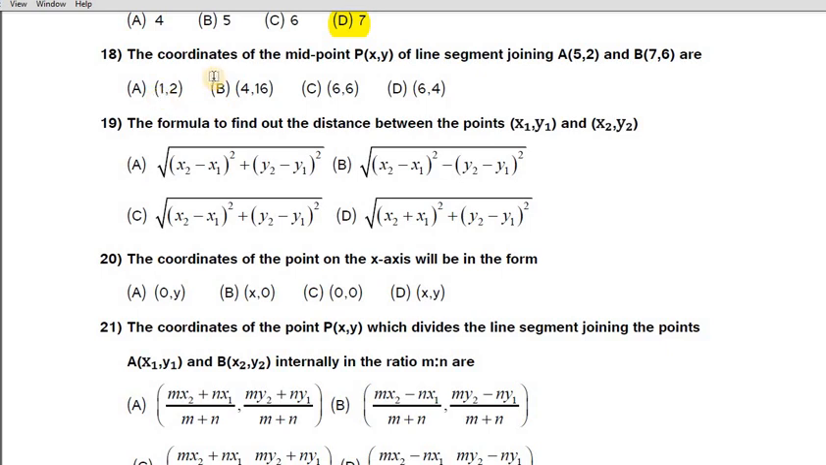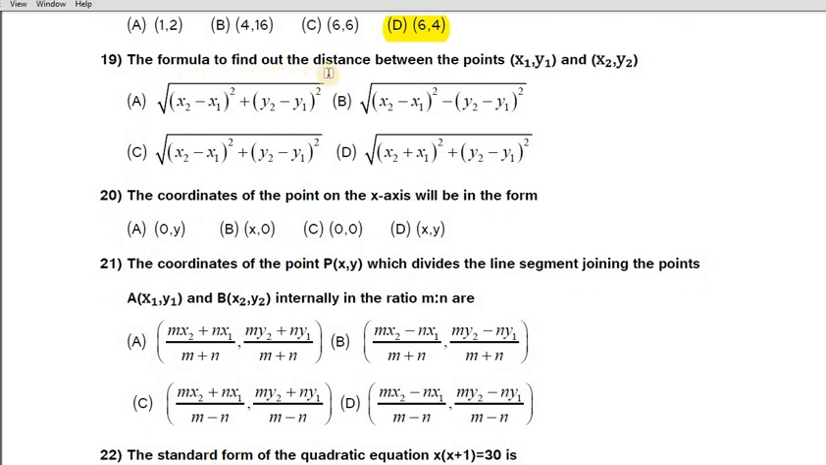Next, question number 18. The coordinates of midpoint P(x, y) of a line segment joining A(5, 2) and B(7, 6) are. So here we have to use the section formula, children, and here they clearly said that we have to find the midpoint, meaning the point is the midpoint. Hence we have to use the midpoint formula, that is (x1 plus x2) by 2, (y1 plus y2) by 2. So in that case we get the correct option here as (6, 4). Option D is right.